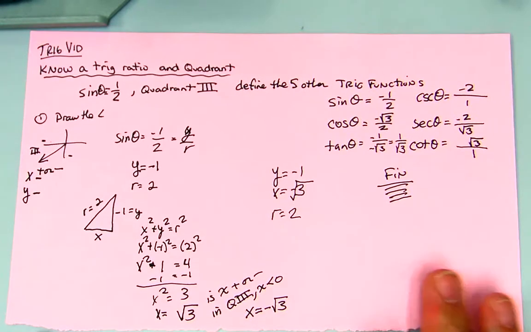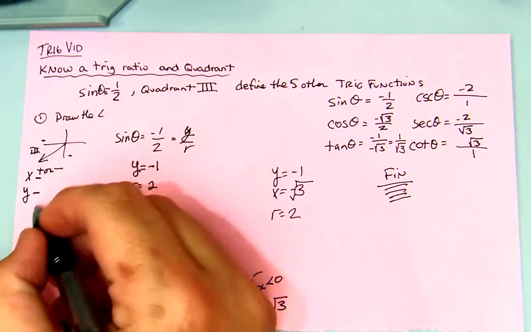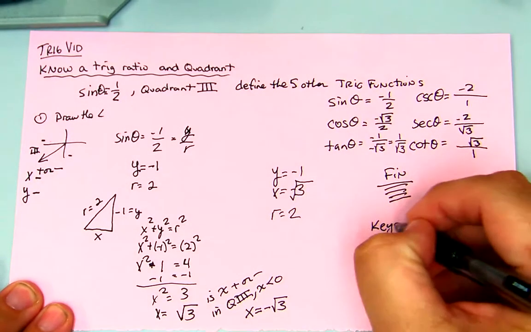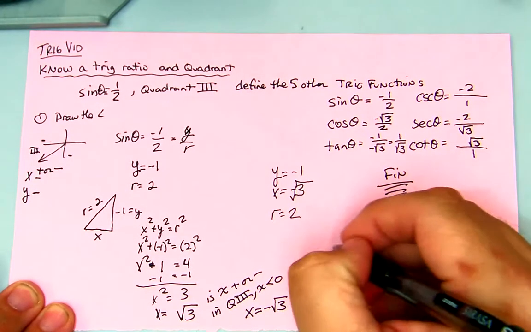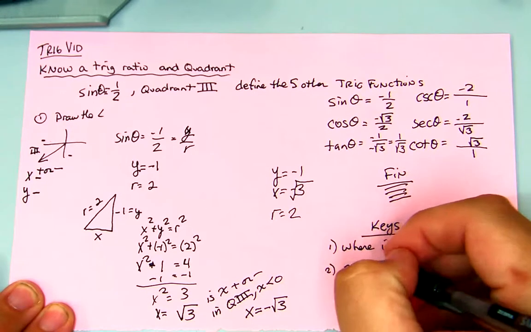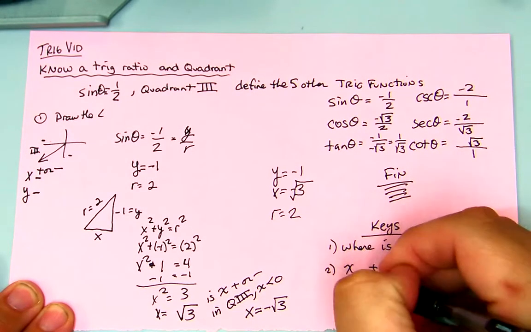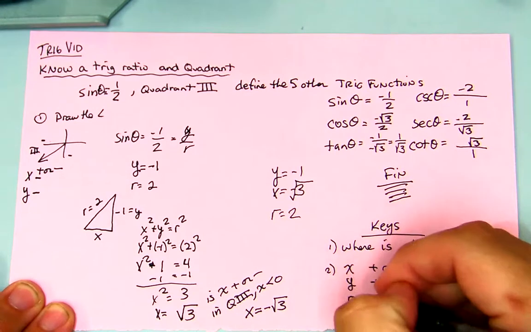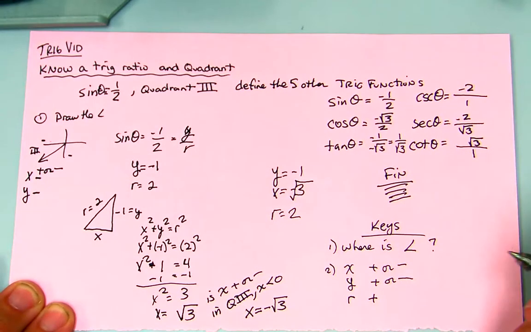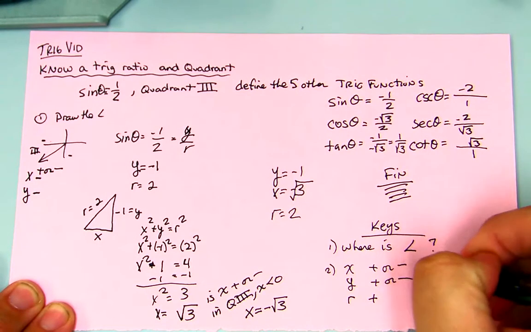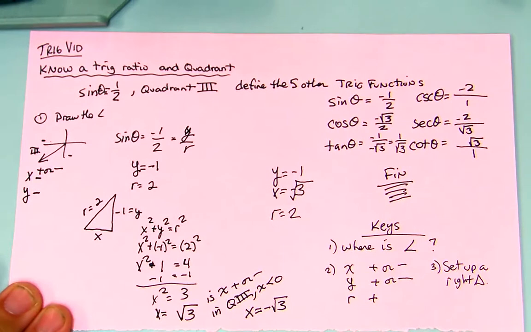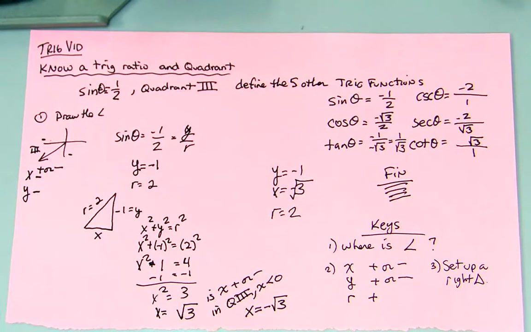Keys to this. Know where the angle is. So we'll put keys over here. 1, where is the angle? 2, is x positive or negative? And is y positive or negative? And we know r is always positive. And then 3, set up a right triangle. Solve for what you don't got. You might not have an r, you might not have a y, you might not have an x. Go from there, and then set up the 6 trig functions as you need to.